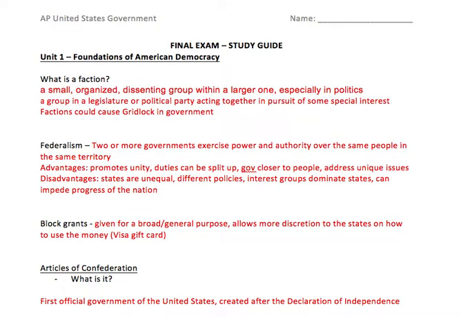This is your final exam study guide for AP United States Government and Politics, Semester 1. First off, a little bit of Unit 1, Foundations of American Democracy.